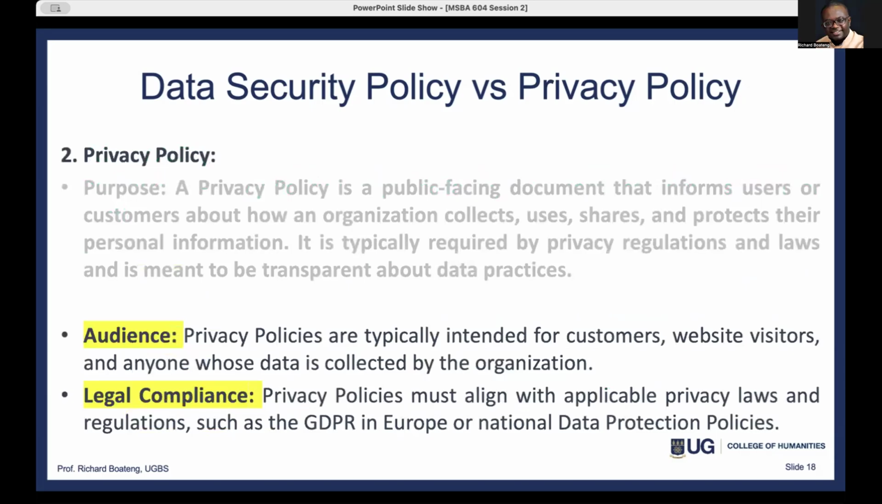Okay, so privacy policies are intended for customers, website visitors, and anyone whose data is being collected by the organization, including the employee. The privacy policy must be applicable, as we have said of the security policy, to GDPR Europe and the national protection policies. Last week, I mentioned that you can have the security policy intact, but you are breaching privacy, because you're allowing people in the organization to use the personal information of consumers for things you're not supposed to use it for. So the system is secure, but what about the use of the data? The system cannot be hacked, but the use of the data can be in breach of a person's privacy.